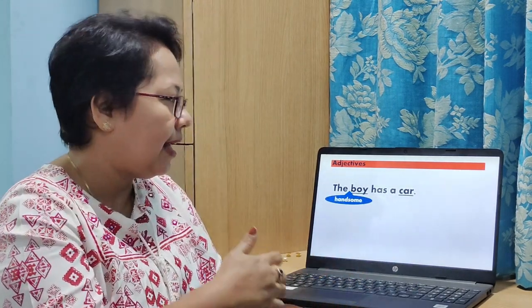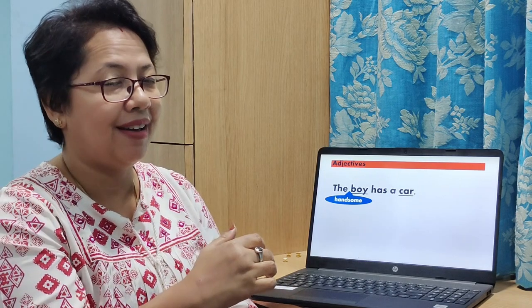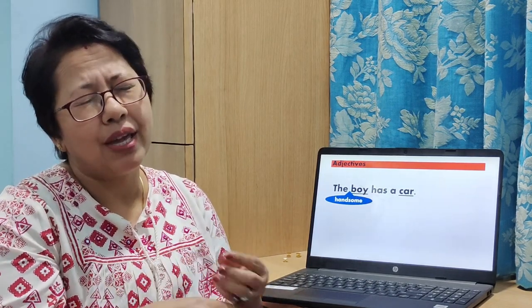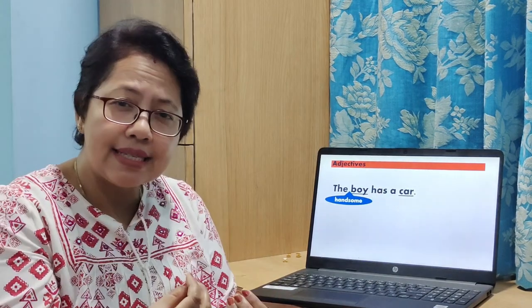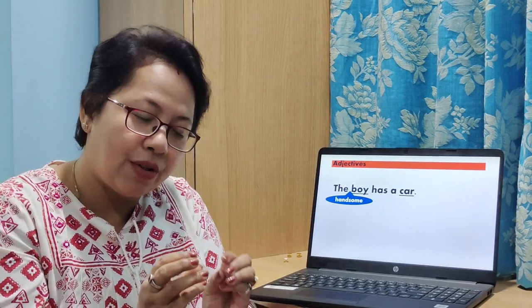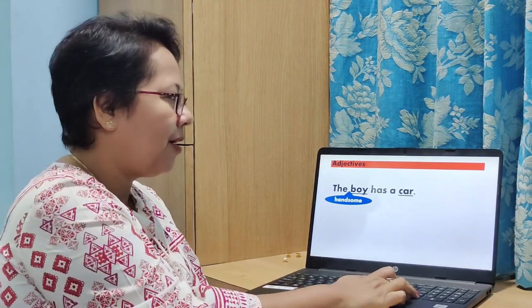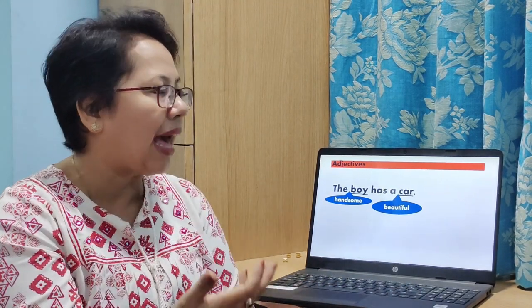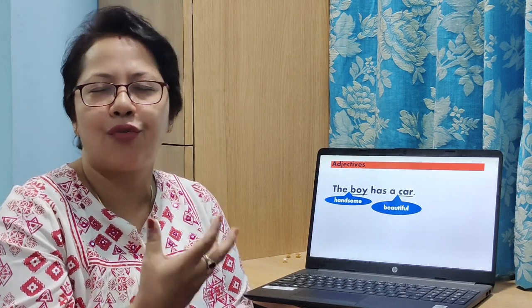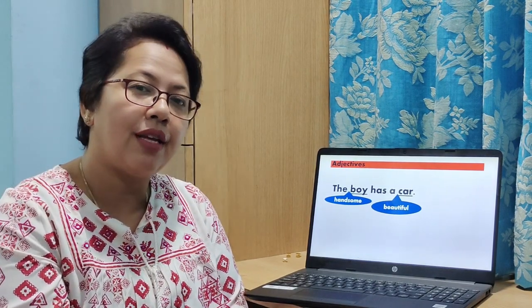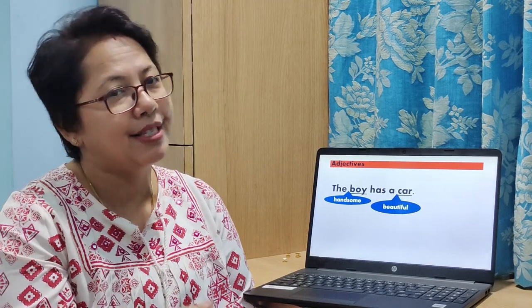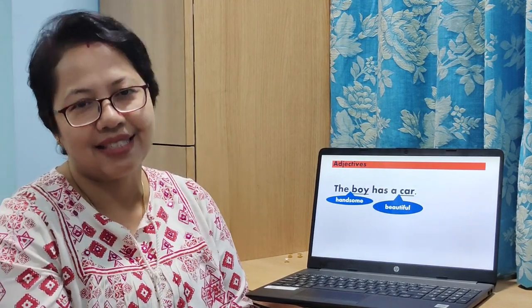Now, if I tell the handsome boy, so what am I doing? I am talking about the boy who is handsome. I could have told the ugly boy or the irritating boy. Any word that comes before the noun is an adjective which describes the noun there. Or say the handsome boy has a beautiful car. So beautiful is talking about what type of car. It's a beautiful car, and hence it is an adjective.